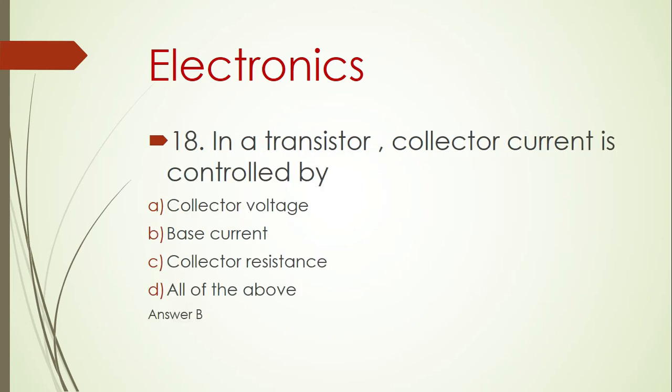In a transistor, collector current is controlled by collector voltage, base current, collector resistance, all of the above. Option B, base current, is the correct answer.